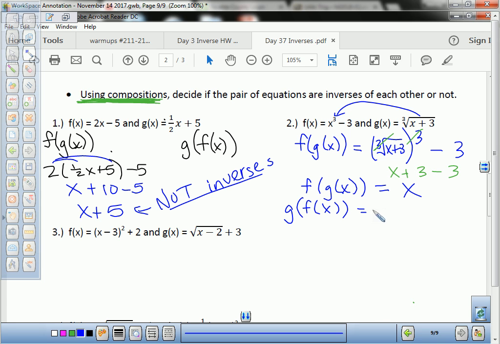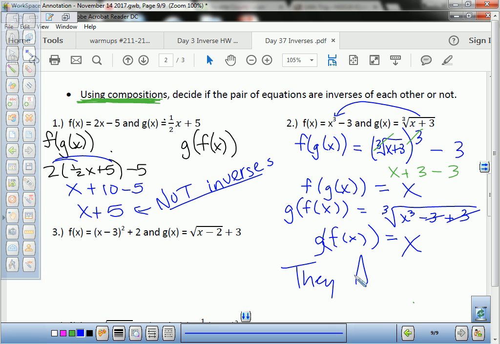Alright, so here we're going to plug f into g. So we get cube root of, plug it in, x cubed minus 3, and then we have that plus 3 at the end. Cube root and cube, cancel. G of f of x equals x. We proved it. They are inverses.